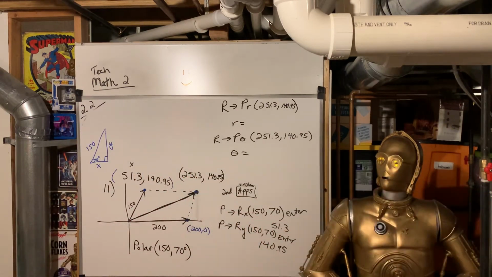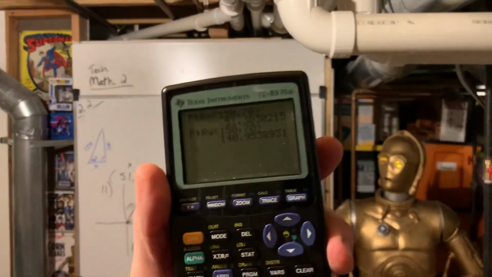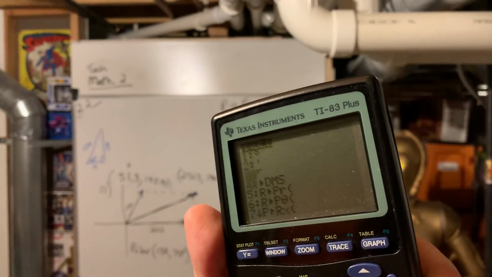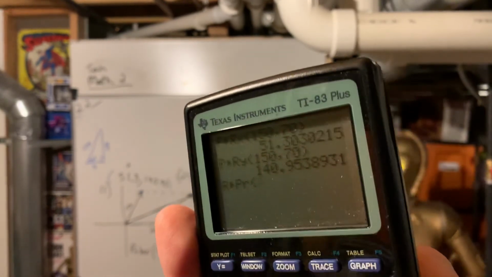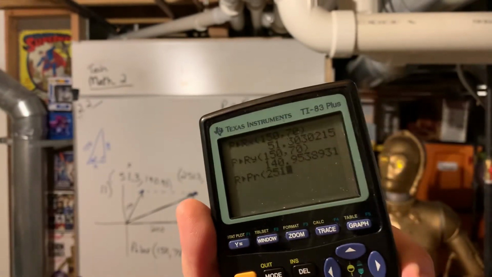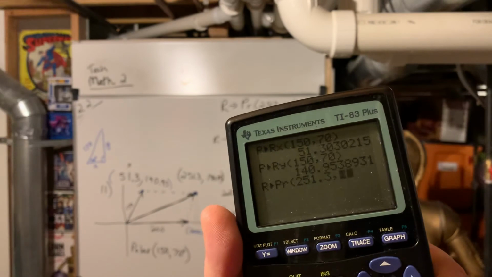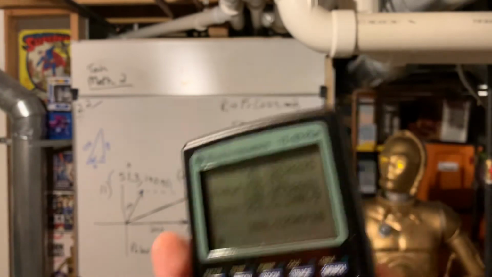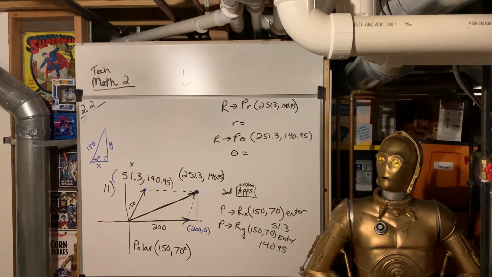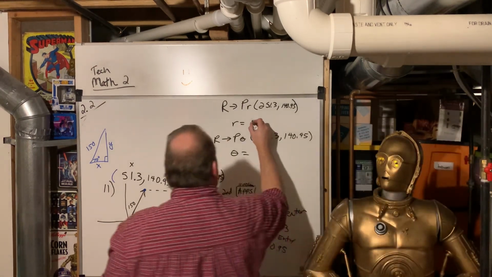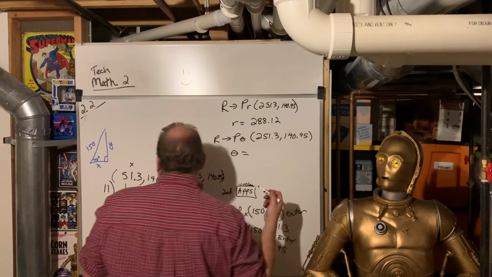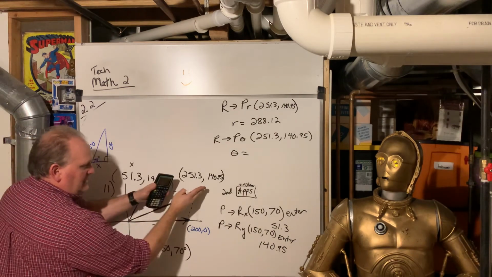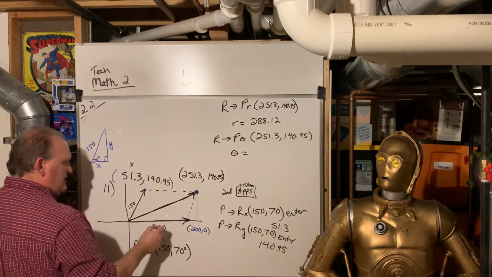Okay. And so let's do it, shall we? We have angle, we go down to rectangular to polar resultant, and then we're going to type in 251.3 comma 140.95. And then we're going to hit enter. And there is our result, 288.12. That makes sense, because the 150 and the 200 were pushing it in the same direction. So the fact that it's 288, it's more than that.